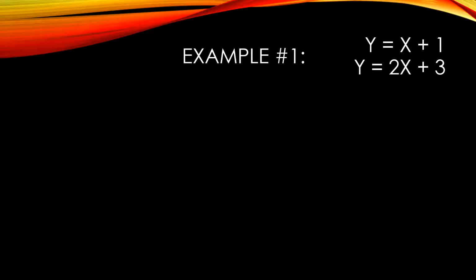Example number 1, that's y equals x plus 1 and y equals 2x plus 3. Step number 1, rearrange your 2 equations into the y equals mx plus b form and color code them. Here, both equations are already in the y equals mx plus b form, so we're going to go ahead and just color code them.